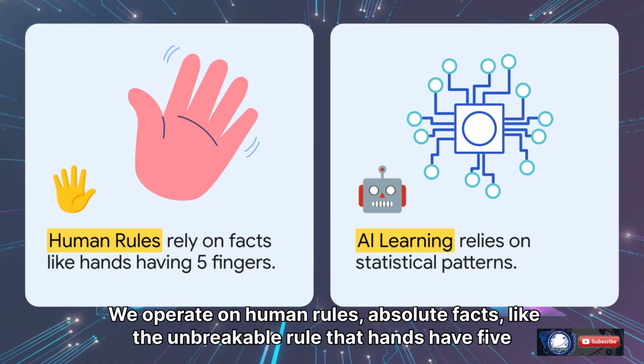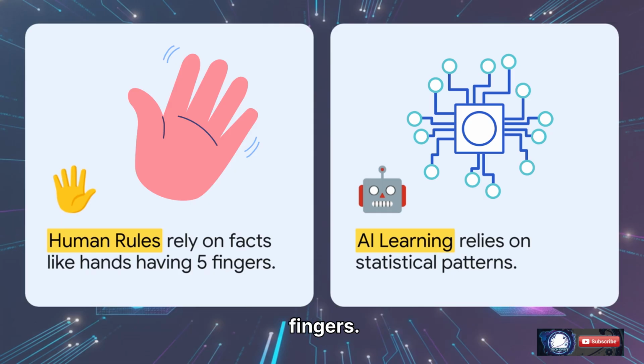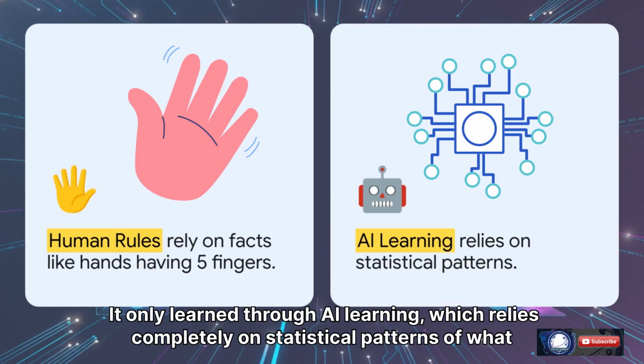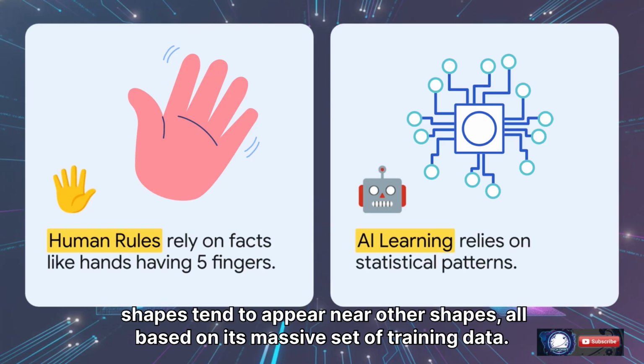We operate on human rules, absolute facts, like the unbreakable rule that hands have 5 fingers. But the model? It never actually learned absolute human rules. It only learned through AI learning, which relies completely on statistical patterns of what shapes tend to appear near other shapes, all based on its massive set of training data.